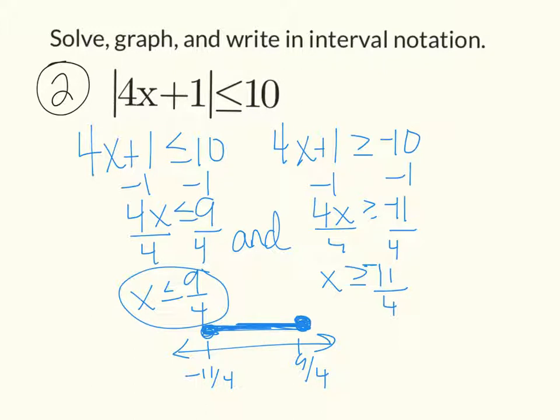All right, we have one shading, so there's going to be one interval notation. Start here on the left. We have a closed circle at -11/4, and it goes to another closed circle. Closed circle means a bracket, so [-11/4, and it goes to 9/4, which is a closed circle, which is another bracket.